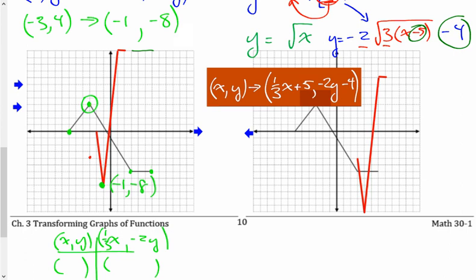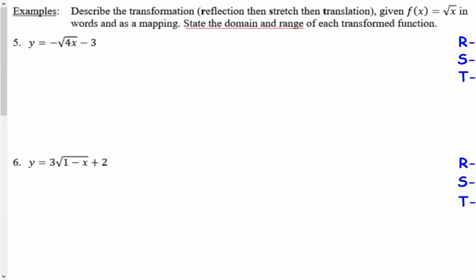Questions? Yes. No. You can just do it in mapping notation. So you can expect no calculator part to the test. Or I give you something like number 4. I give you the graph, I give you an equation, and you need to sketch what it looks like. Okay, next page.